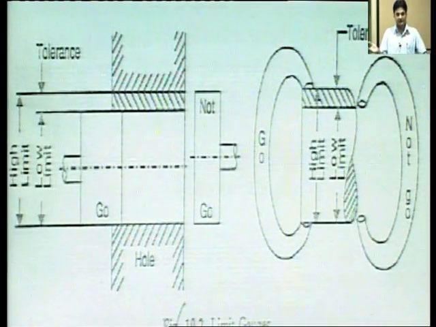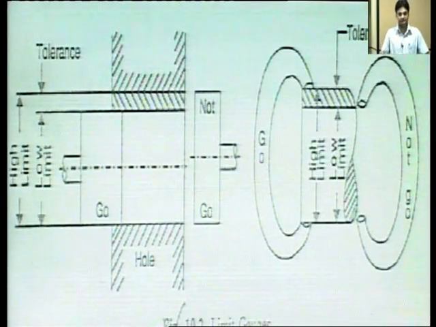On the right hand side, the figure shows a snap gauge or ring gauge for checking the diameter of the shaft. In this case, it is the reverse of the plug gauge. The go gauge should pass through the high limit, and the not go gauge should not pass through the low limit.